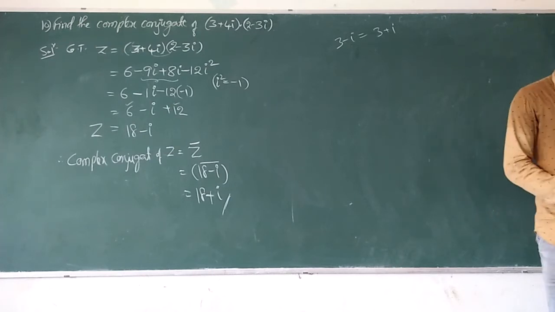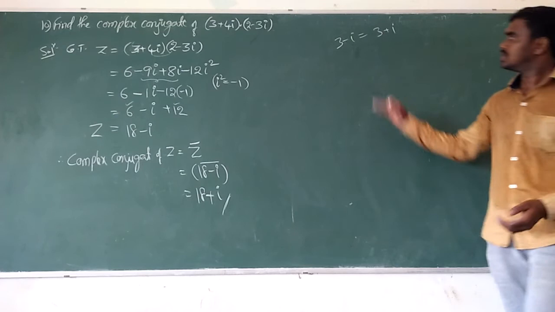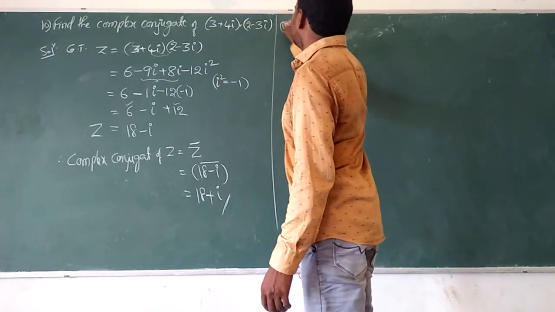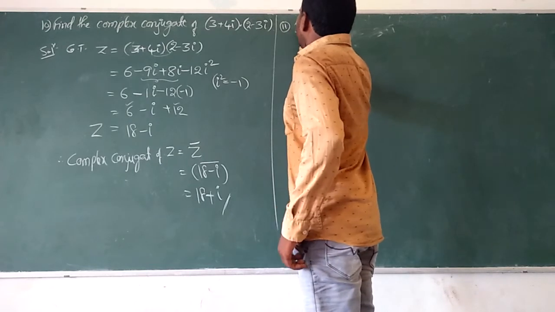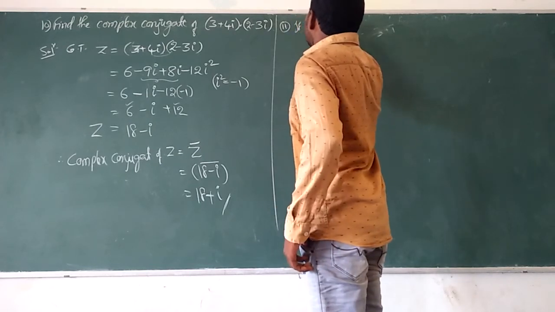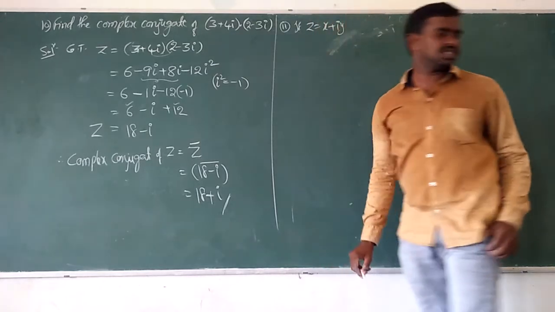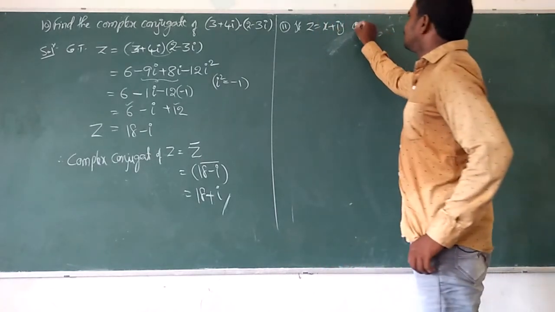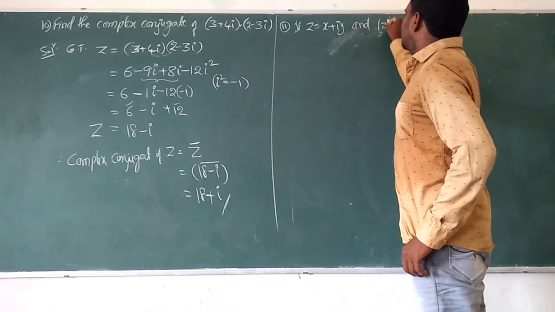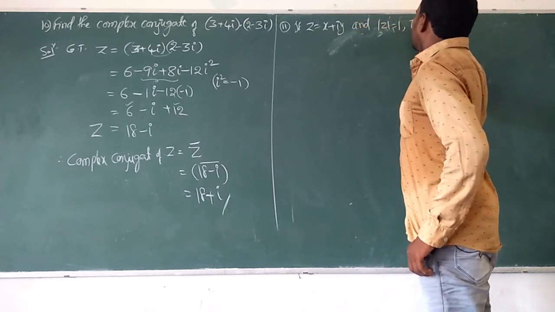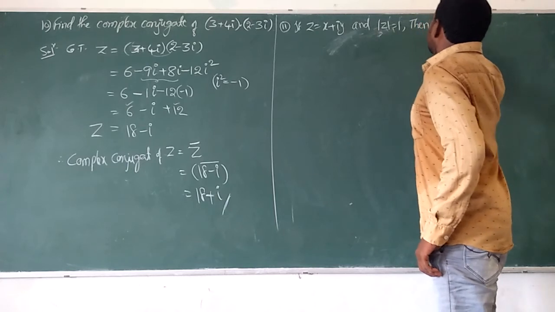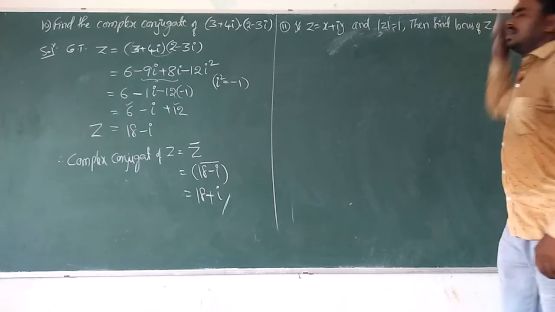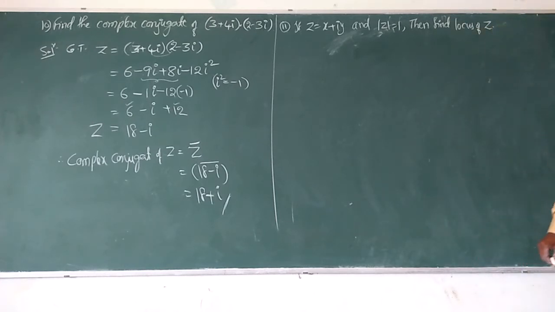11th question. Locus concept is important. If z equals x plus iy and modulus z equals 1, then find the locus of z. Very easy.